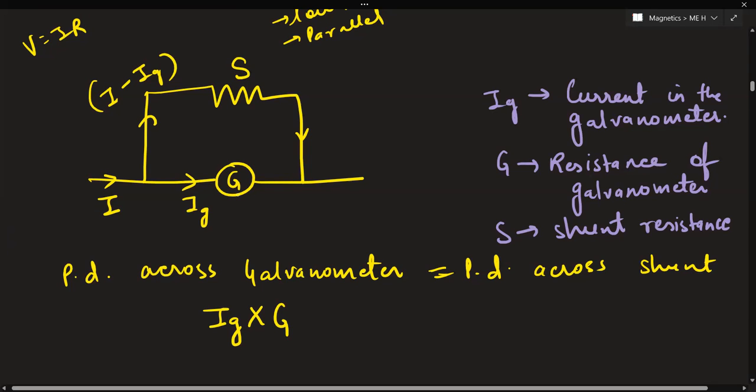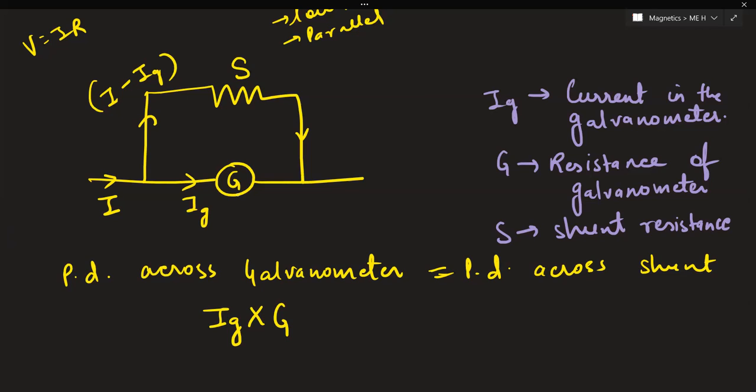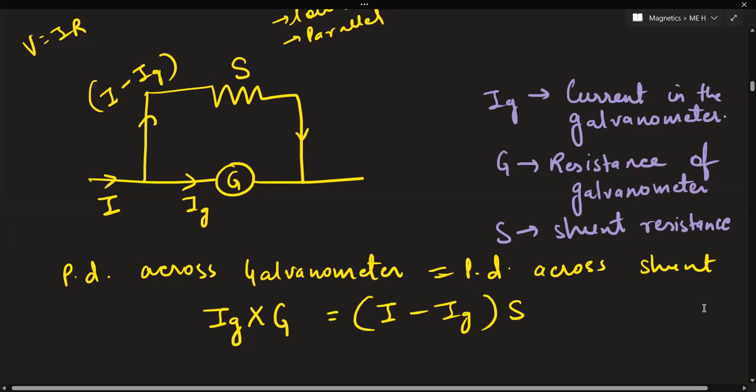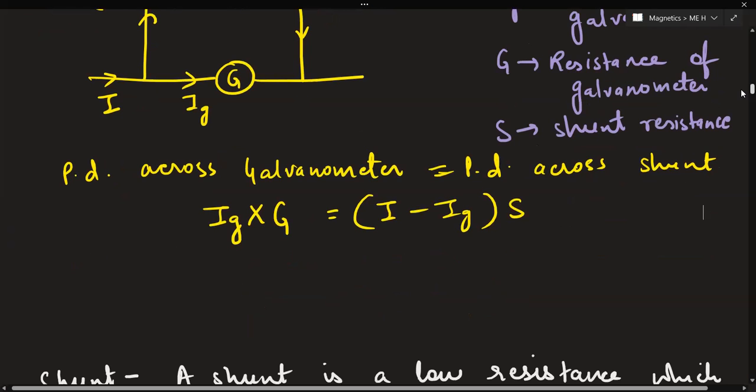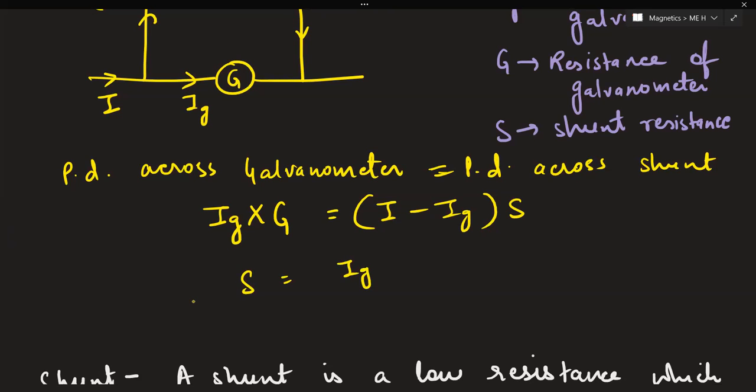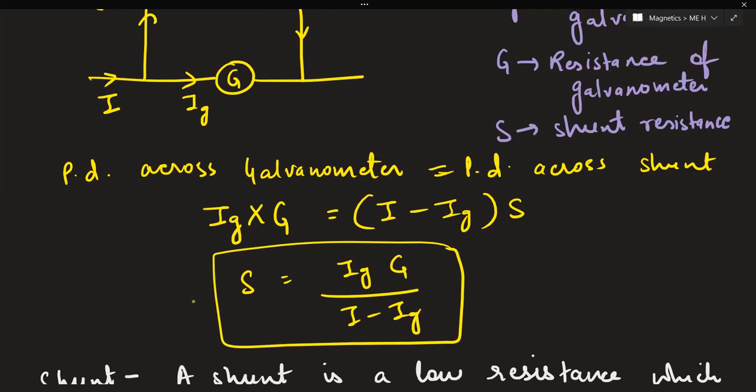Current into resistance gives you voltage. Now current here is I minus IG. Resistance here is S, the shunt's resistance. So this becomes I minus IG into shunt's resistance value. Fine class. Now from here, if you want to find out the value of the shunt, S will be equal to IG into capital G divided by I minus IG. This becomes the formula of shunt. Now you can easily calculate the current. Your galvanometer has been converted into an ammeter. So an ammeter is a shunted or low resistance galvanometer.